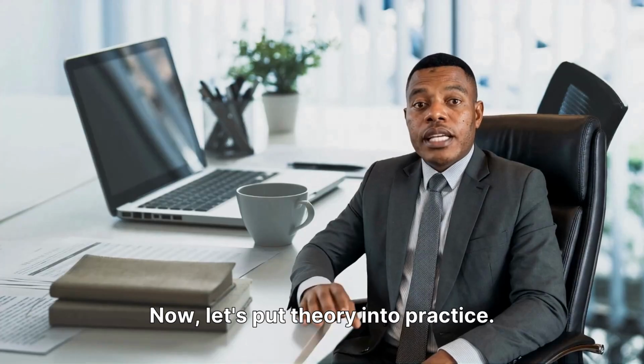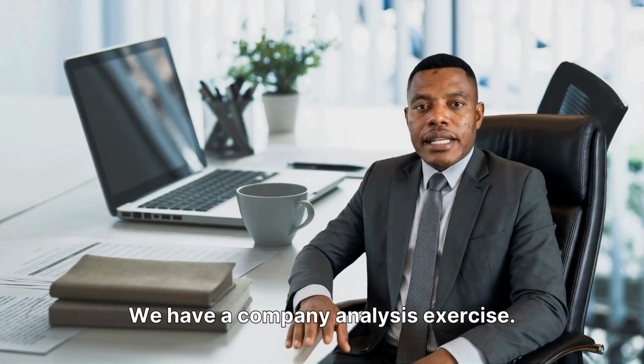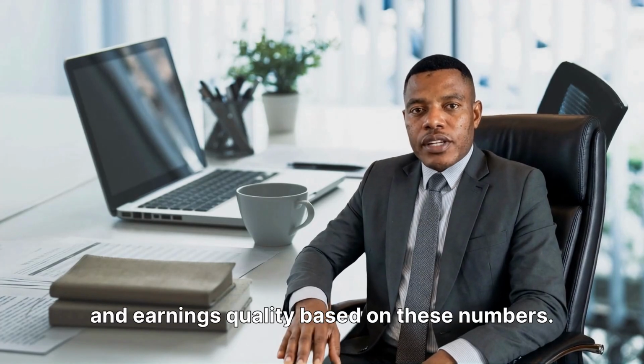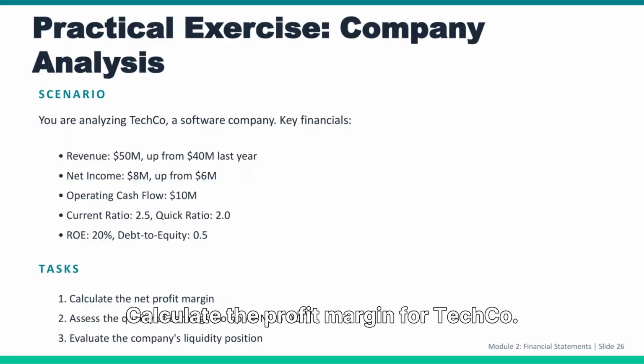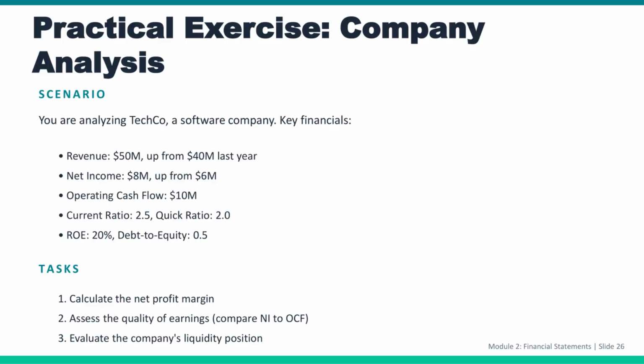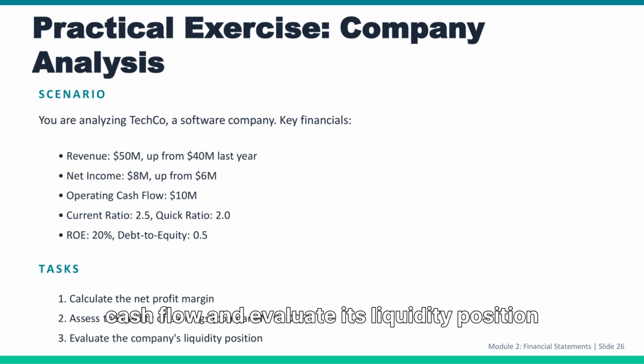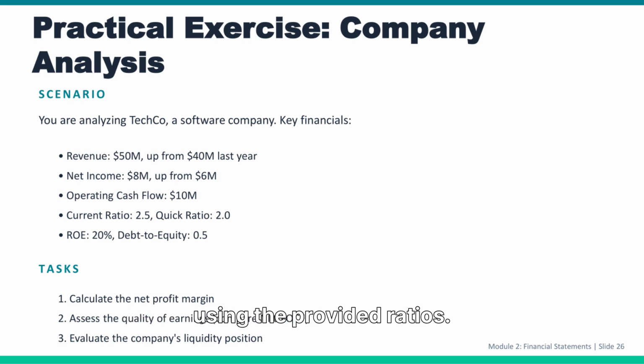Now, let's put theory into practice. We have a company analysis exercise. I want you to assess TechCo's liquidity and earnings quality based on these numbers. Calculate the profit margin for TechCo. Compare its net income to its operating cash flow and evaluate its liquidity position using the provided ratios.